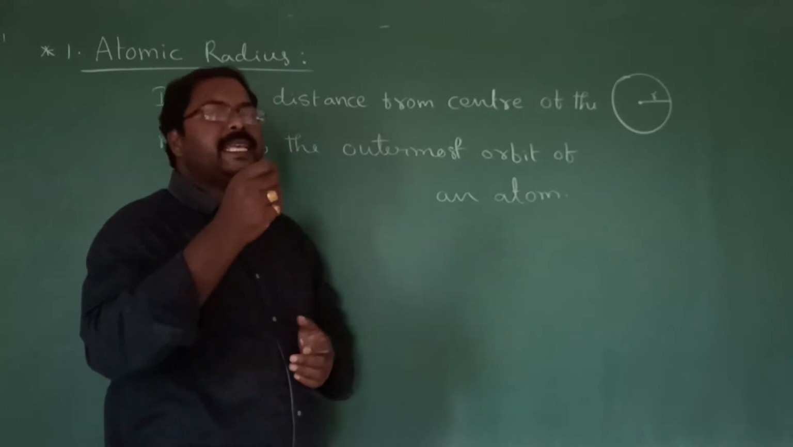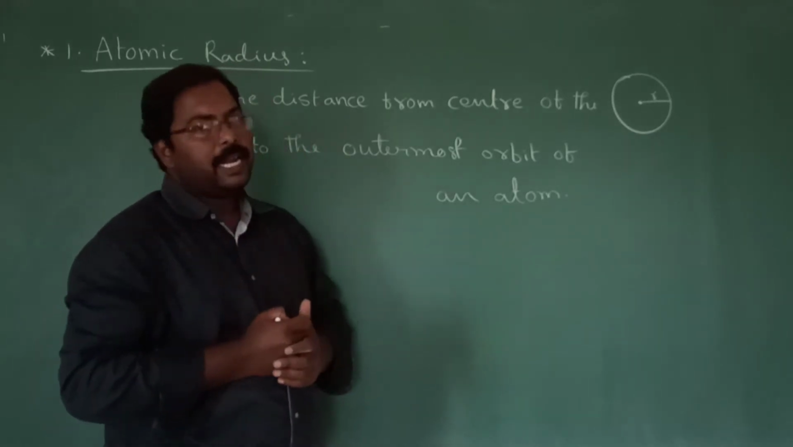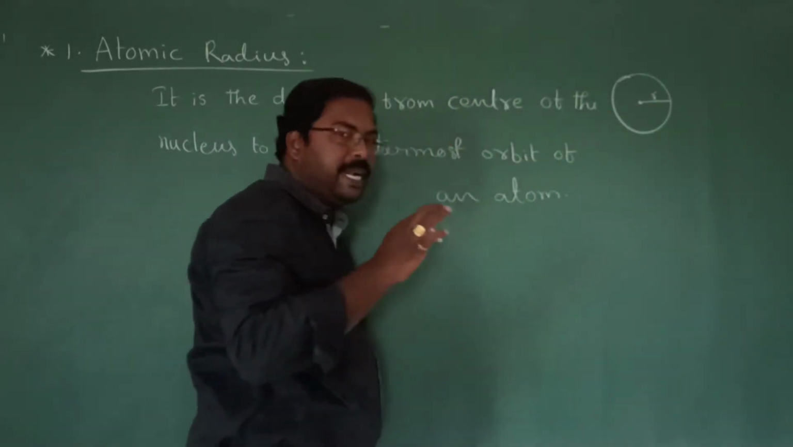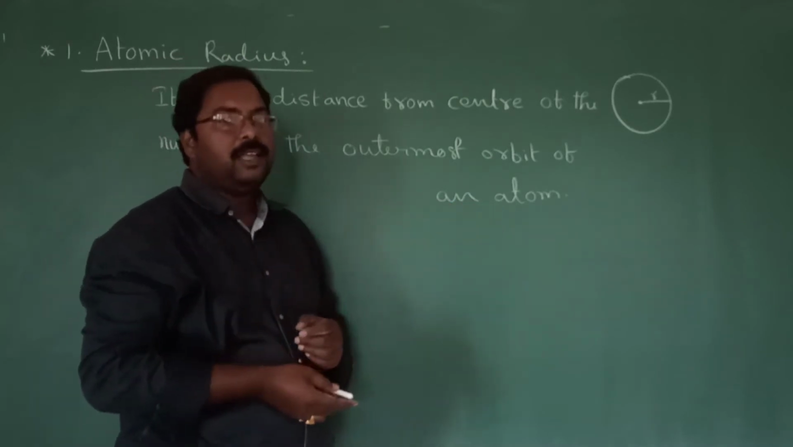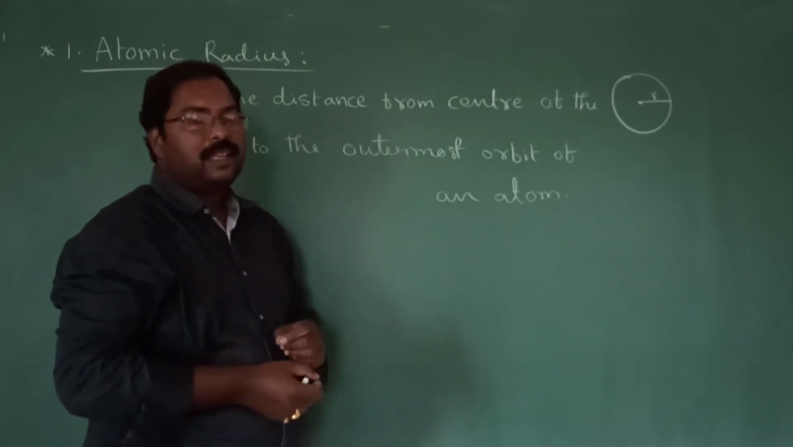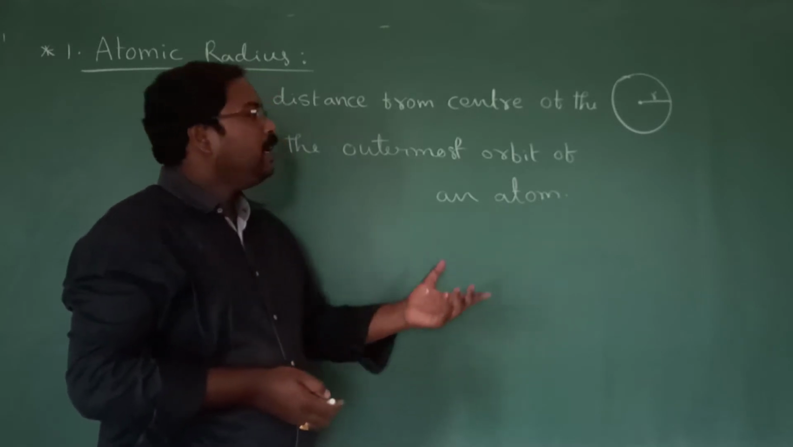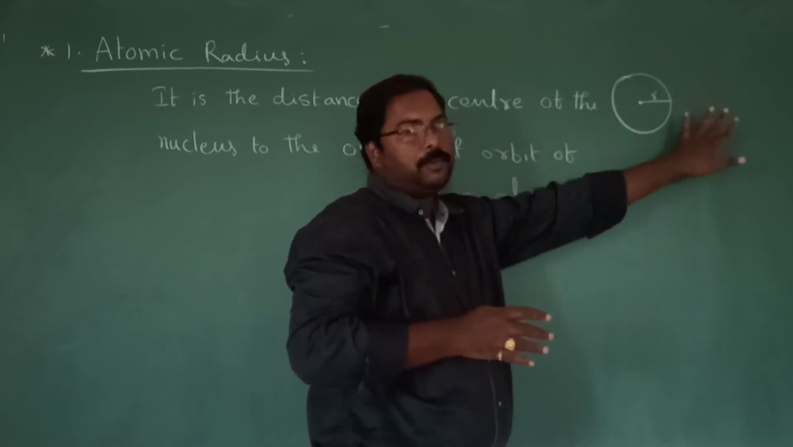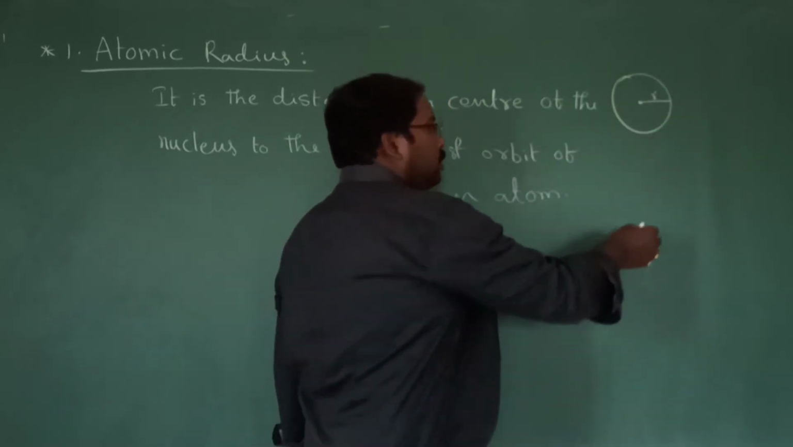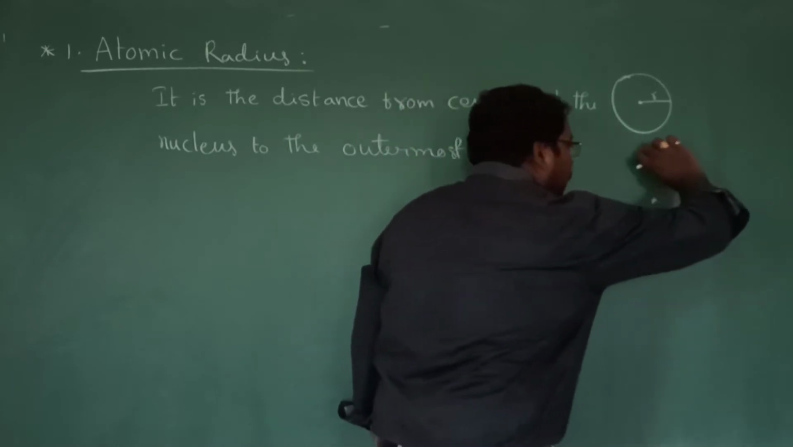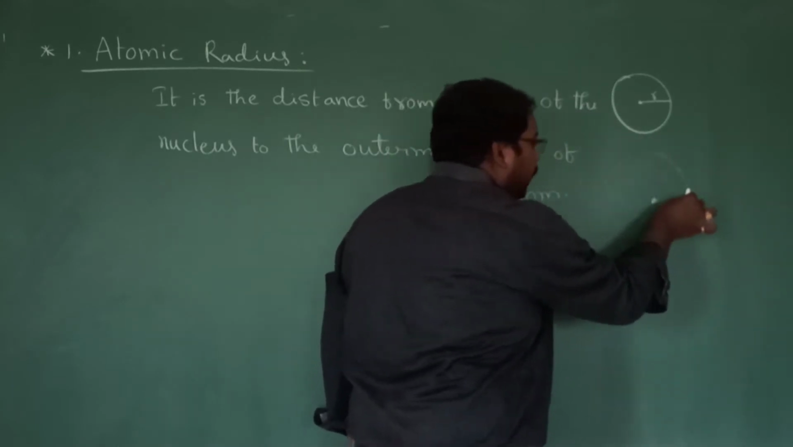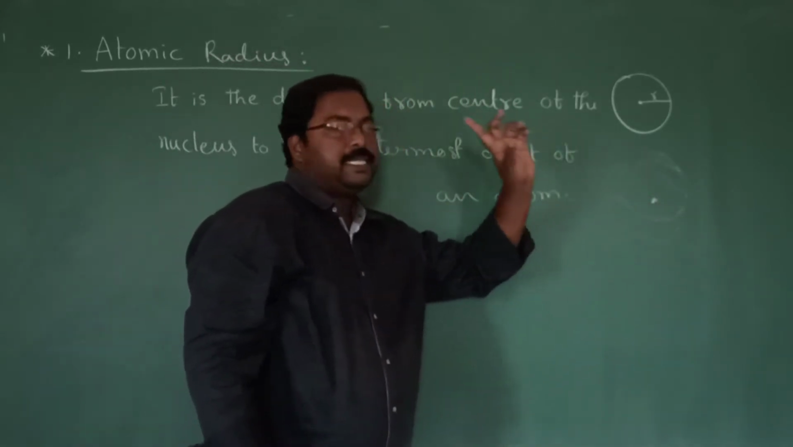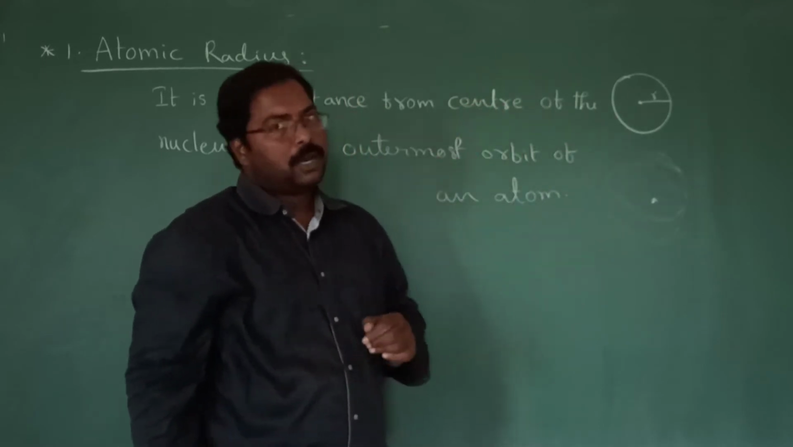We cannot find the exact value of the radius of the atom because outside the nucleus there is no limited boundary to measure the length. We know the size of the atom is not visible, so there is no particular boundary for the atom. Around the nucleus, we can find only the probability of finding the electron. So that's why we cannot find the exact distance from the center to the outermost orbit.